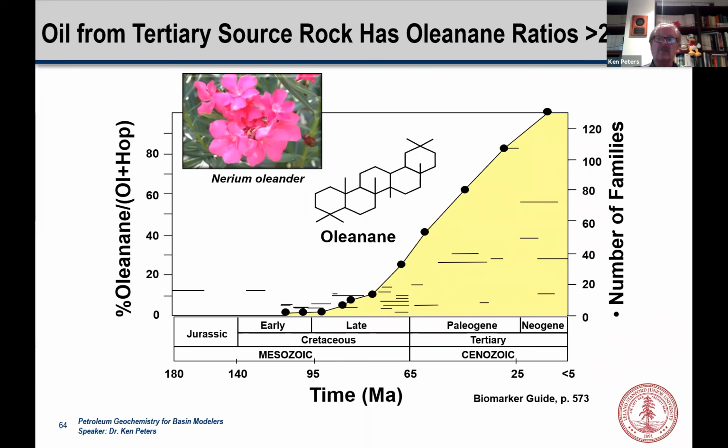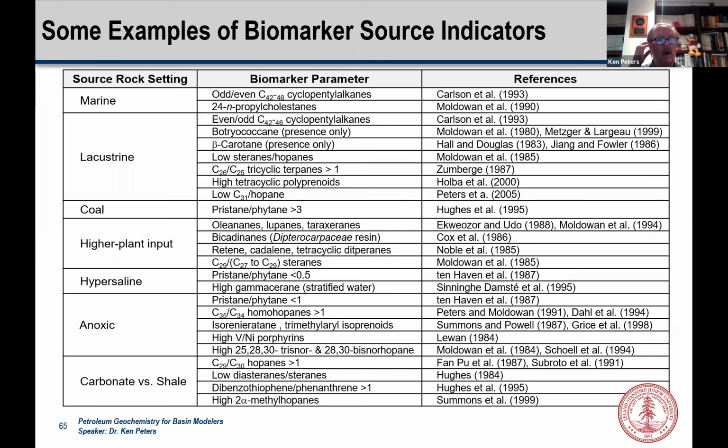Now, there are a whole collection of these parameters that can be used, and I don't expect any basin modeler to be familiar with all of these, but there are textbooks that you can go to and look these up if you need to, and these are just some of those parameters and the references that go with them. This is from the Biomarker Guide, and it shows, here's some marine markers. Here's the 24-n-propylcholestanes. That's a good marine chrysophyte algal indicator.